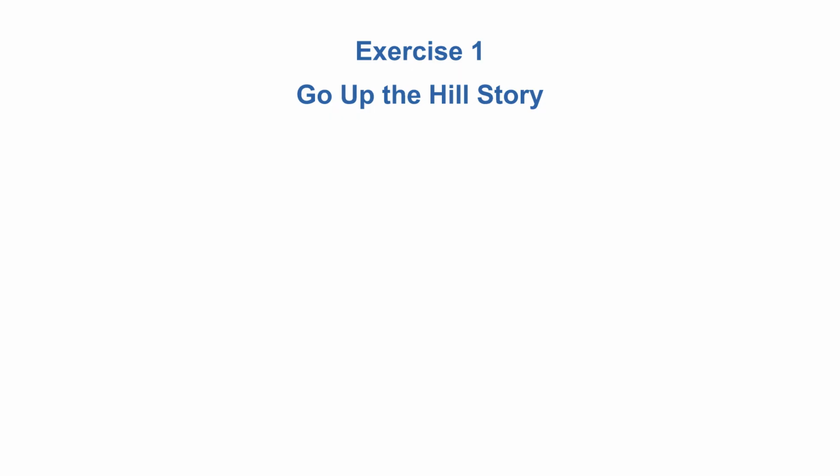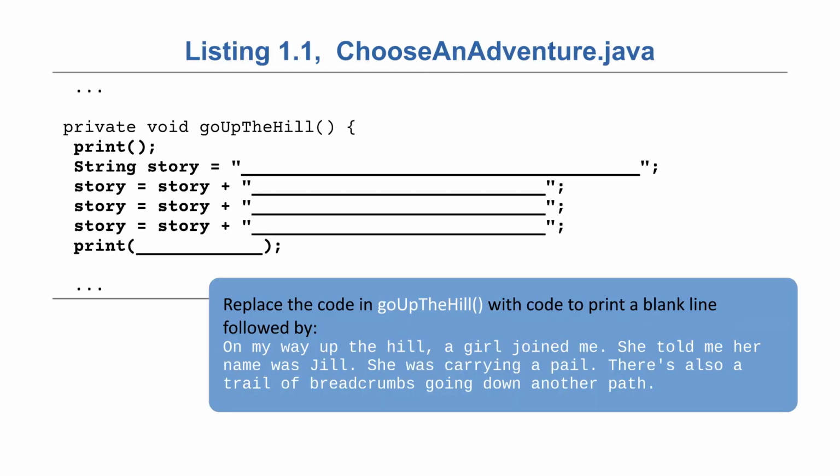First, what will happen if the user chooses to go up the hill? Exercise 1. Go up the hill story. Pause the video if you need more time in any of these exercises. If you want to see how I would complete any of the listings, please refer to the completed listings at the end of this video.